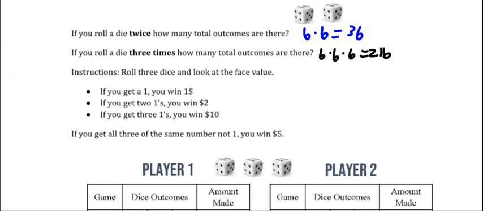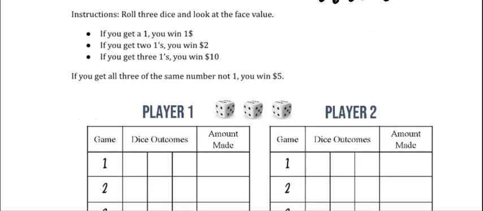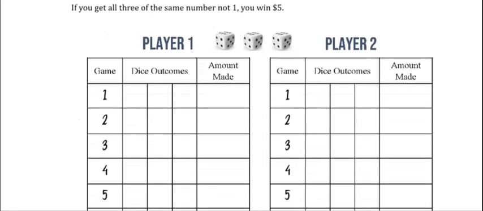Our value will be based on this: if we get a 1, we'll get $1. If we get 2 ones, you get $2. If you get all 3 ones, you get $10. If you get anything other than those 3 options, then you get nothing.